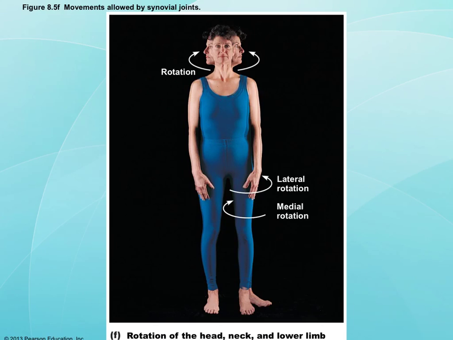Rotation is a movement to stay in the same axis, so we call the rotation a uniaxial movement, and that only comes from one joint, which is a pivot. Pivot joint gives the rotation. Compared to the circumduction, which normally comes from a ball and socket joint, like when you circumduct your arm and your leg.